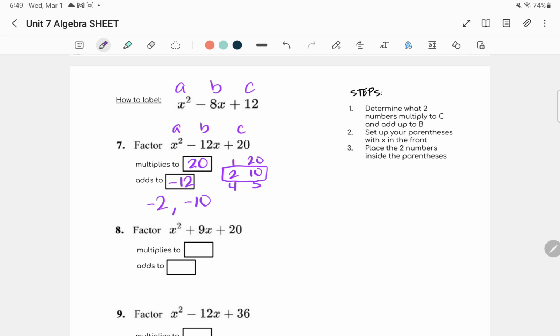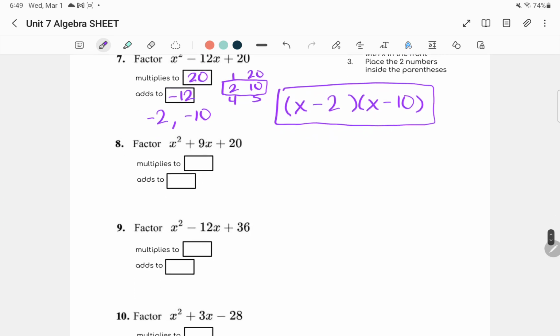Now that we've done step 1, we can set up our parentheses with x in the front. So that means we're going to just put x like this and x like this. And then we've decided the two numbers already, so all we have to do is place them inside the parentheses. So -2 is going to go in my first one, -10 is going to go in my second one, or I could have put -10 in the first one, -2 in the second one. It really does not matter. And I'm done.